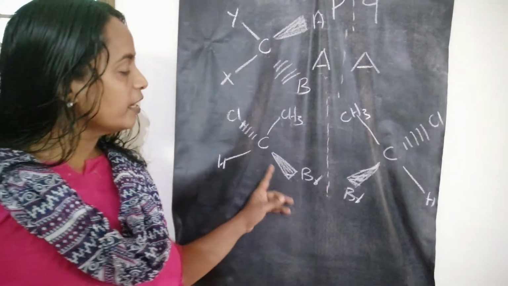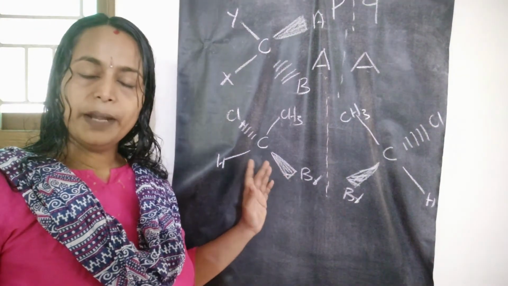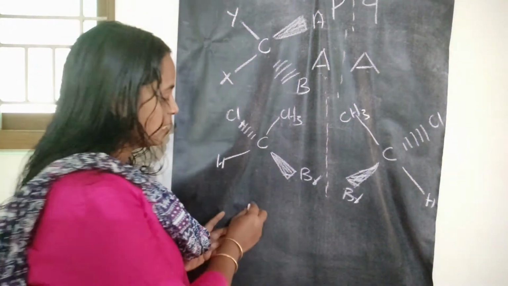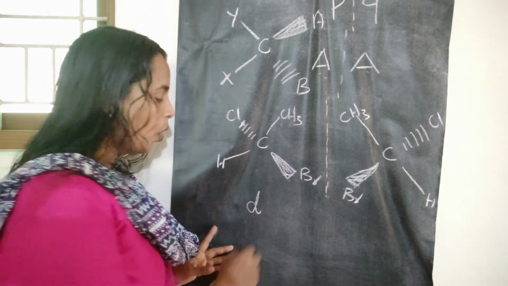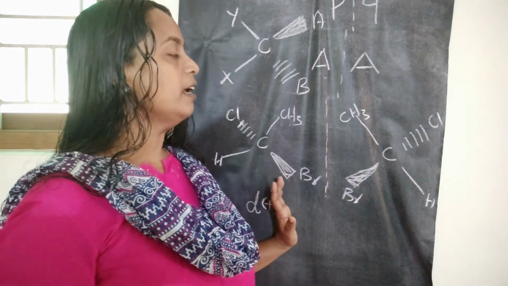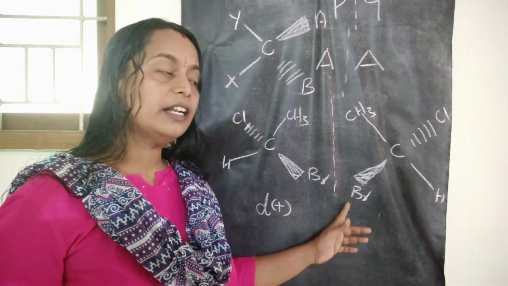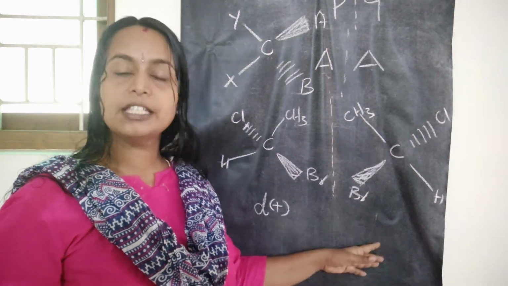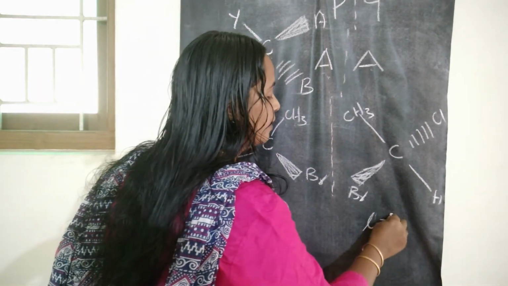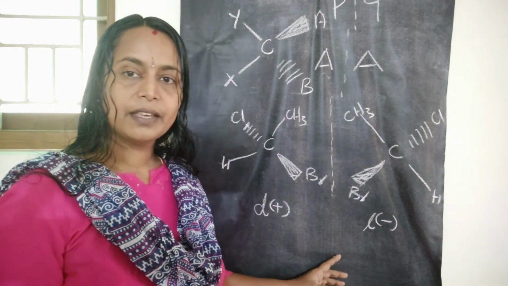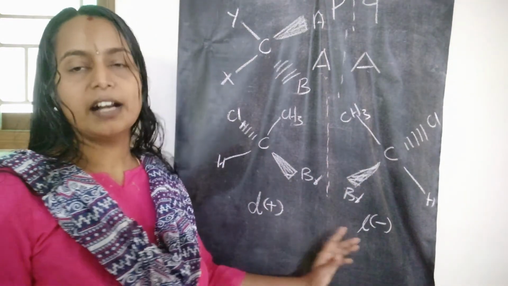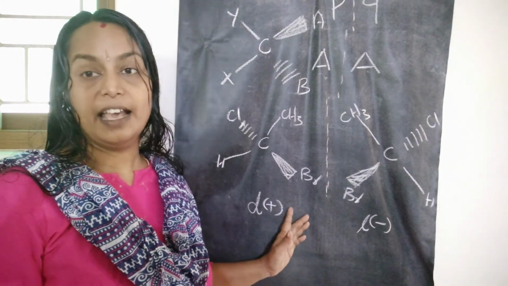If one of the chiral structures rotates the plane polarized light in a clockwise direction, it is called dextrorotatory and is represented as D or with the plus sign. The other isomer will rotate the plane polarized light in the opposite, anti-clockwise direction, and is called levorotatory and is represented by the minus sign. We cannot predict from the structure which is dextro or levo. It can only be found out experimentally.